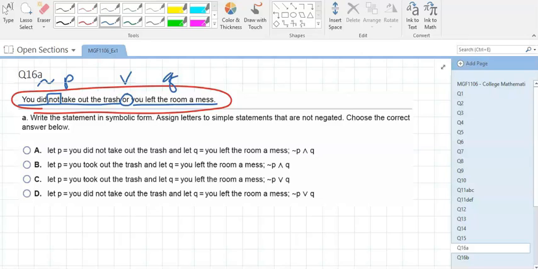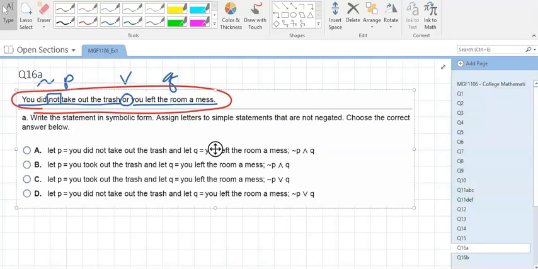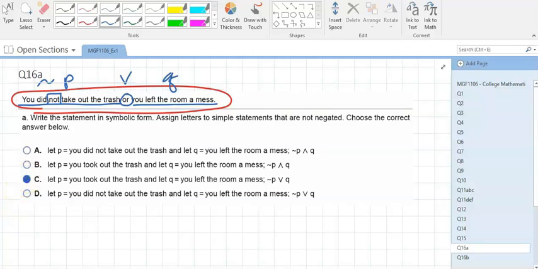So the Q looks the same for both of these, but it's the P you got to be careful of. One of the P values says you took out the trash. The other P value says you did not take out the trash. Which one represents the real P value? It is not D, because D is the negation of P, right? D has the negation in it. So the real P is you took out the trash.